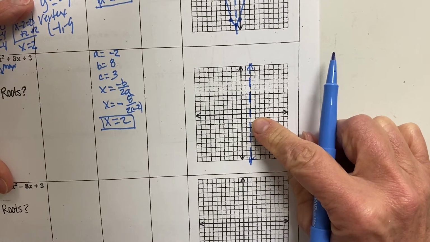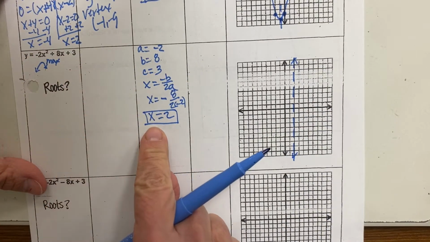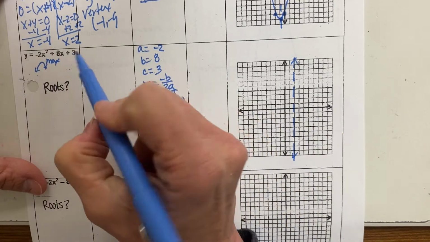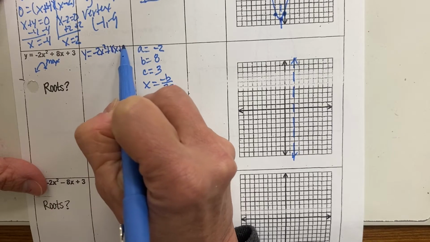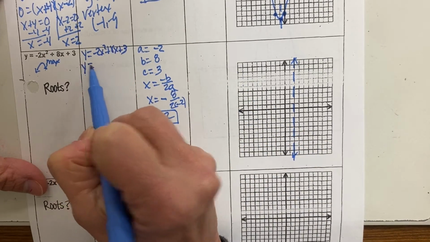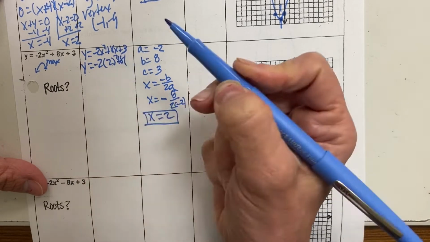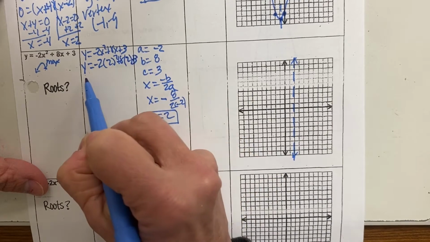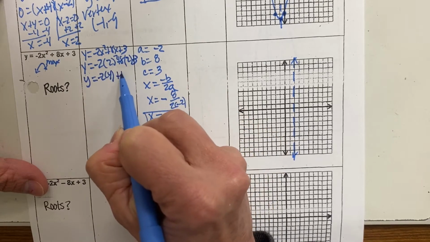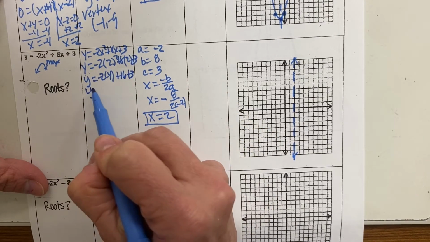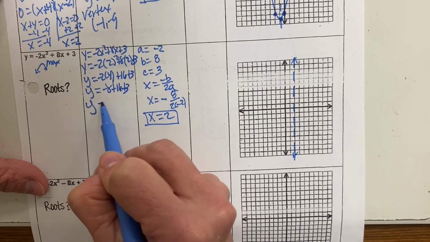So now we're going to go find our vertex. We want to see where this curve turns, and we'll come back to our original equation. We're going to plug in that x value to see if we can find the y. And so y is equal to -2x squared plus 8x plus 3. So then y is equal to -2 times 2 squared plus 8 times 2 plus 3. So y is equal to -2 times 4 plus 16 plus 3. Y is equal to -8 plus 16 plus 3. Y is equal to 11.